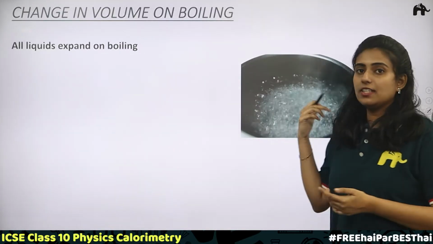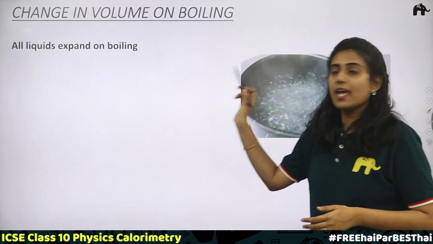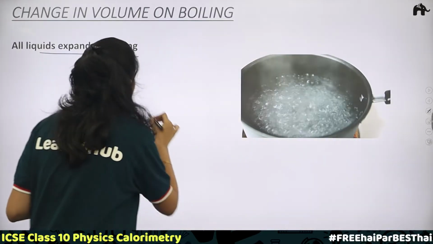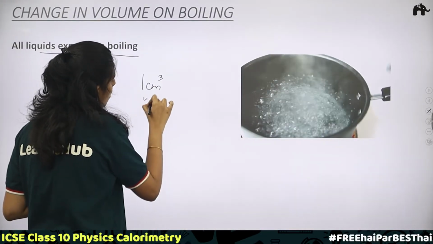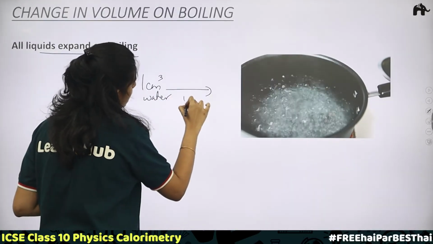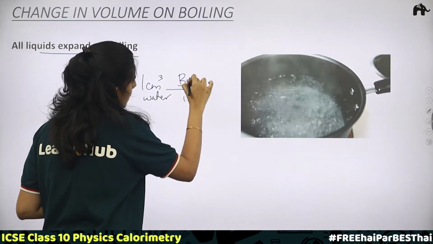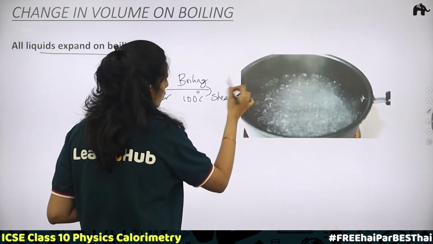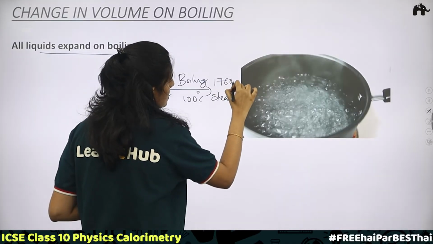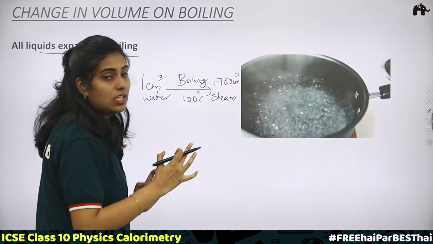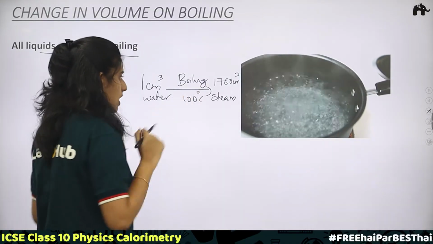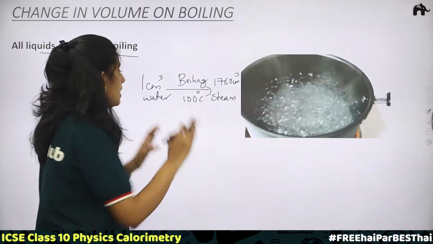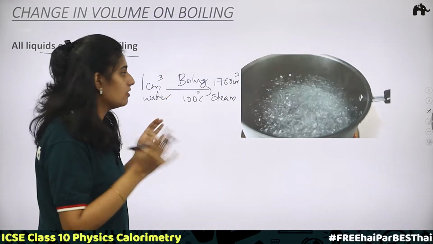Okay, so now when you take the case of boiling, here all liquids will expand on boiling. There is no exception. For example, if you are taking 1 centimeter cube of water at a temperature of 100 degrees Celsius, it will be boiling. Then it will get converted into steam of volume 1760 centimeter cube. So here we have understood that the volume has increased. There is expansion happening. It is not just the case of water. Any liquid, if it is boiled, there will be an increase in volume. There is always an expansion.